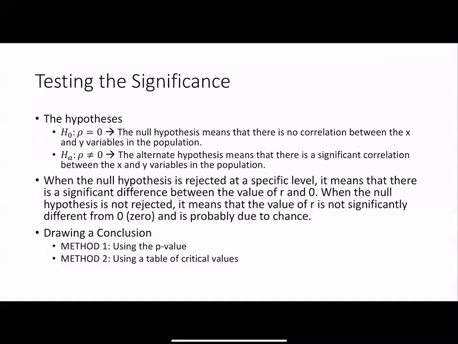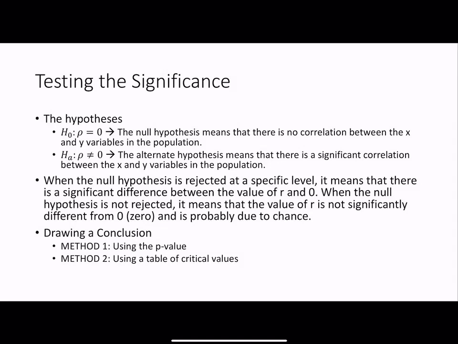So testing the significance, this is where we have our hypotheses. You have your null, H sub naught, and we're going to say rho equals 0. That means the null hypothesis says that there is no correlation between the X and Y variables in the population. The alternative hypothesis is that rho is not equal to 0, that there is a significant correlation between X and Y in the population.